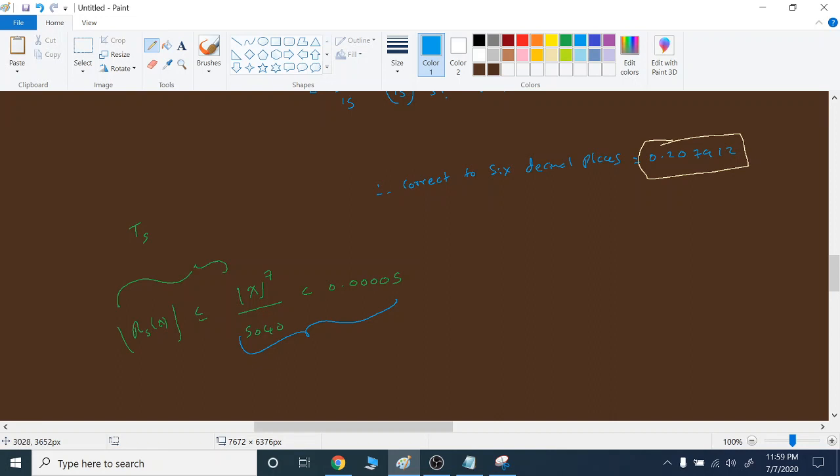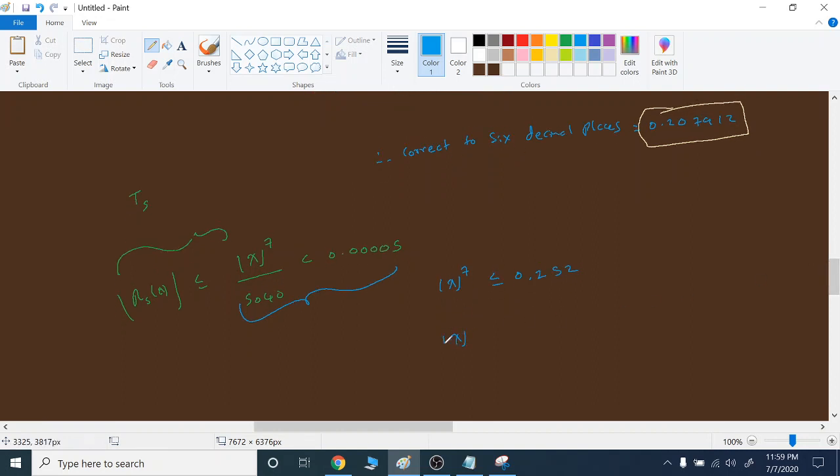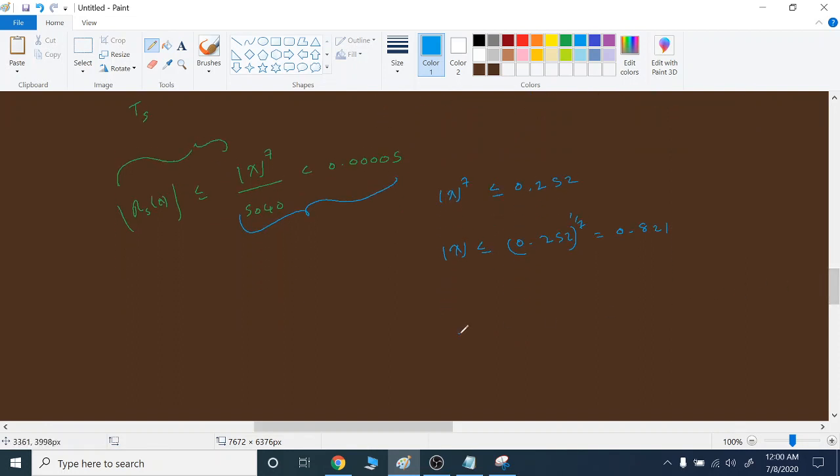That means if we just multiply this 5040 throughout the inequality, you will get x to the power 7. Now to do these calculations you will need a calculator. You are not expected to do everything manually. The modulus of x will be equal to 0.252 to the power 1/7, and that is equal to 0.821, right? So basically what we have is the modulus of x is less than or equal to 0.821.